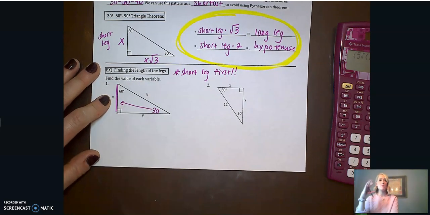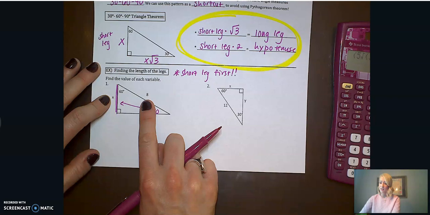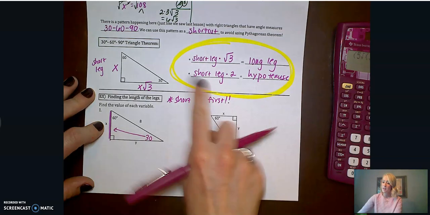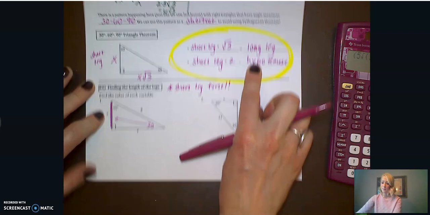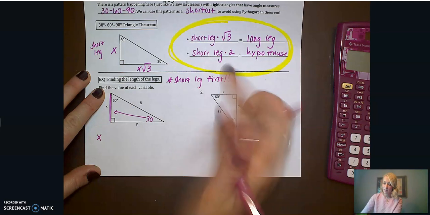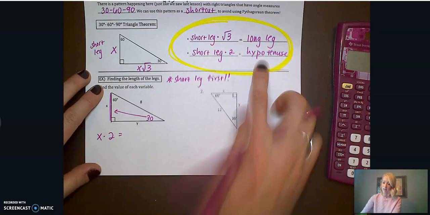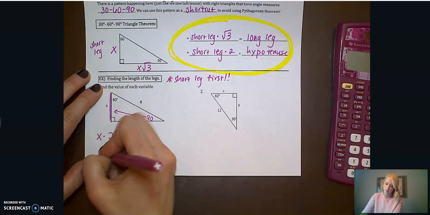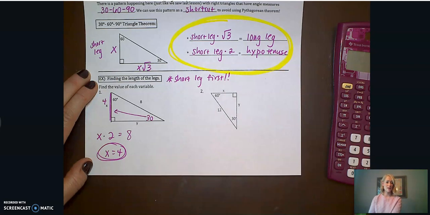Now you've got to step back and say, well, what piece did they give me? They gave me this piece, which is 8, which is the hypotenuse. That's going to help you decide which one of these shortcut equations is going to help. The one that uses the hypotenuse is going to help you. So I'm going to focus on this second little setup here. If I do the short leg, which in this case is x, and I multiply it by 2, that should equal whatever the hypotenuse is, which in this case is 8. Okay, so that's super easy to solve. Divide it by 2, and x is 4. The short leg is 4.